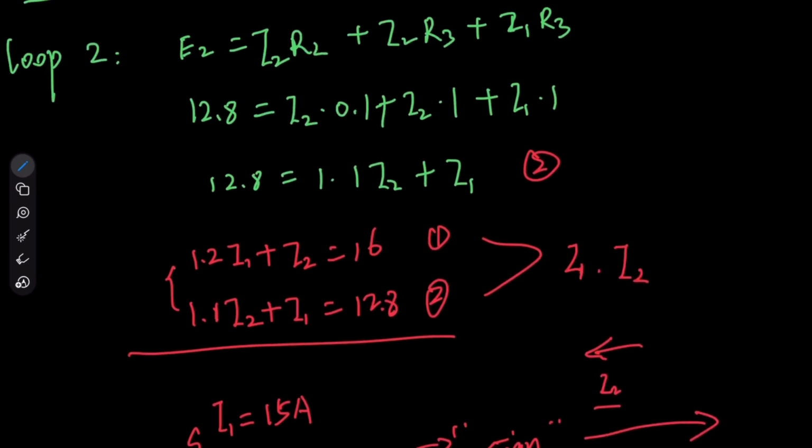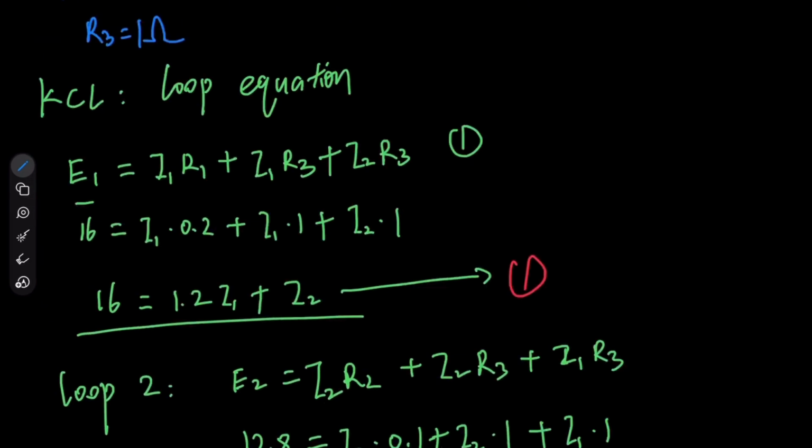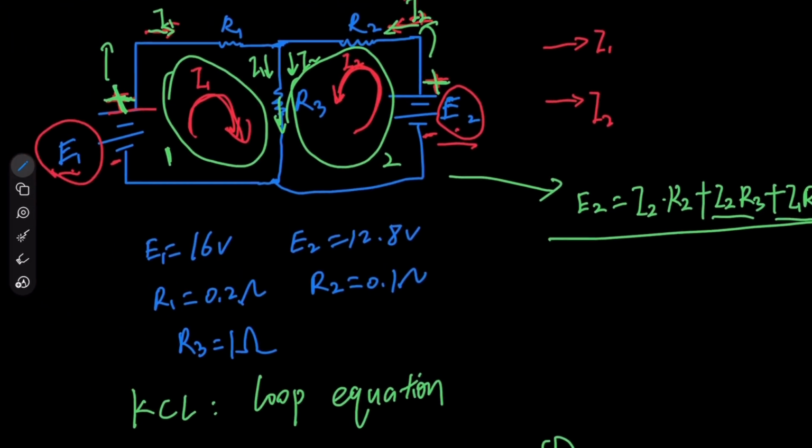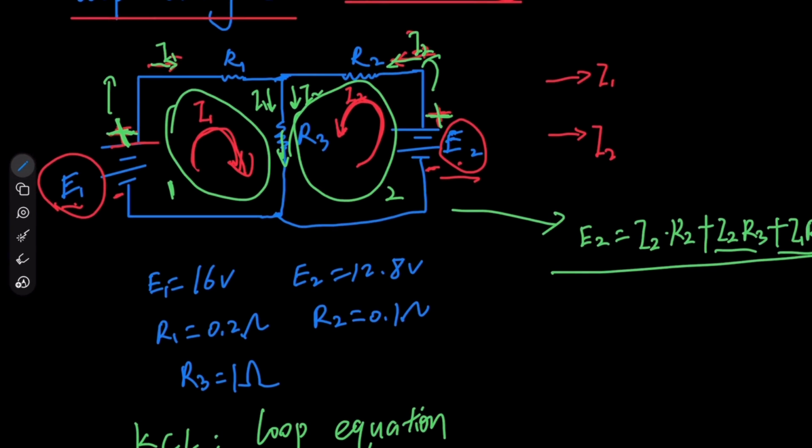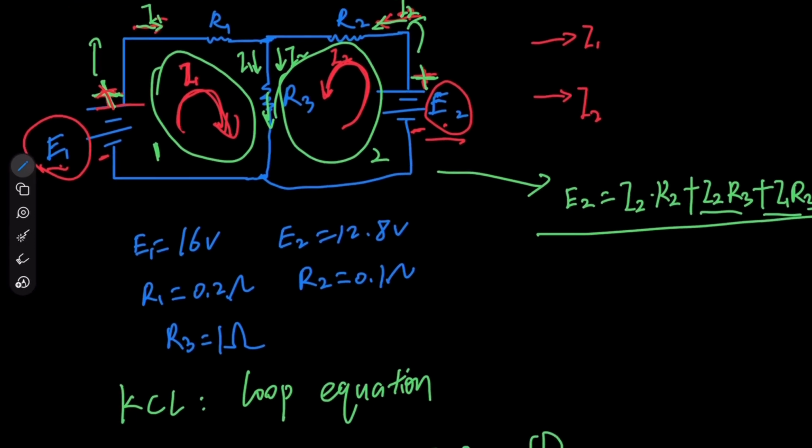So now we have the basic idea of how we use loop analysis on a circuit. Basically, we look at the power source and find the positive direction, then we define the positive direction for the current. Sometimes we could have more than two loops. This is the two-loop case, so we have two currents, and we assign I1 and I2 to them. Then we need to build a loop equation by using KCL.